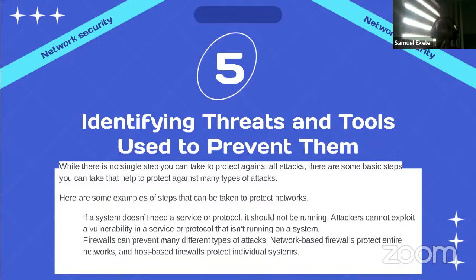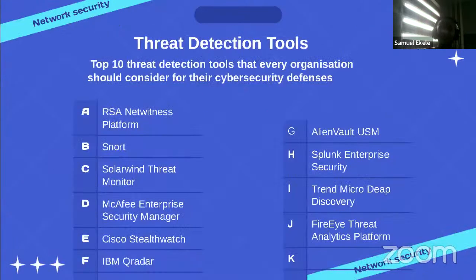So firewalls can prevent many different types of attack. Network-based firewalls protect the entire network, and host-based firewalls protect individual systems. So network firewalls can protect your entire system or entire network, right? And on the host side, each of the hosts connected to the network can also have its own firewall, right? So you ensure that you have this in place to prevent an attack.